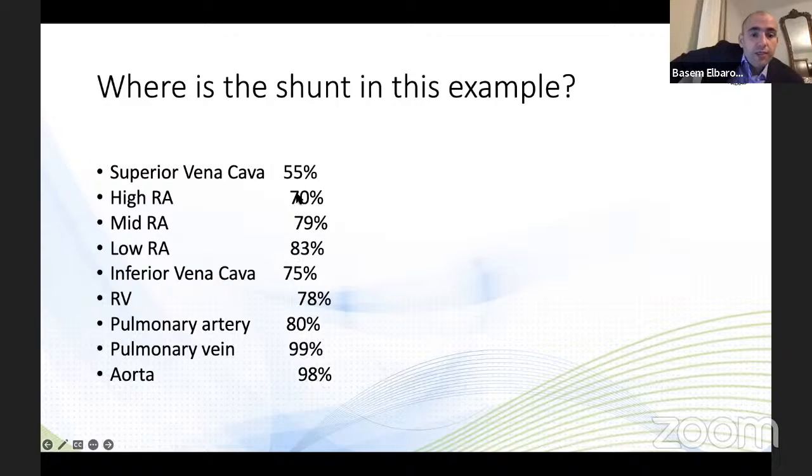Here it's 70% in the high RA, mid RA it's 79, low RA is 83%. So the oxygen saturation has jumped. It shouldn't, and that oxygen saturation carries on to the pulmonary artery there at 80% and to the RV. So there is a step up in the oxygen saturation at the level of the right atrium. And this suggests the presence of an ASD.